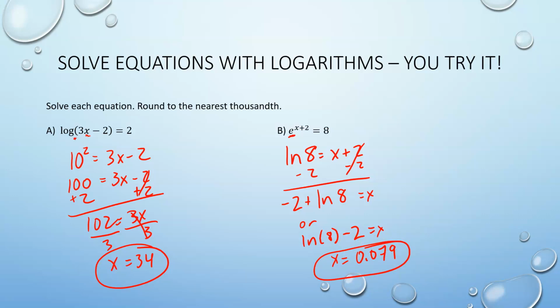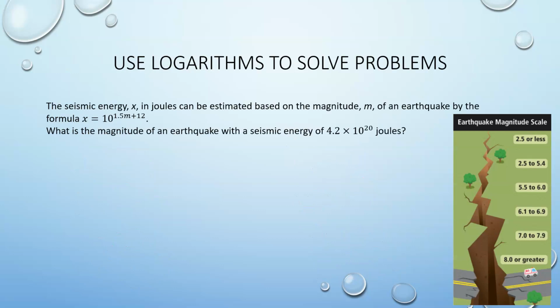Okay, last but not least, let's do some word problems with this. Using logarithms to solve problems. The seismic energy x in joules can be estimated based on the magnitude m of an earthquake by the formula x equals 10 to the 1.5m plus 12. So they give us that formula. We want to know what is the magnitude of an earthquake with a seismic energy of 4.2 times 10 to the 20 joules. So they're giving us an x value.